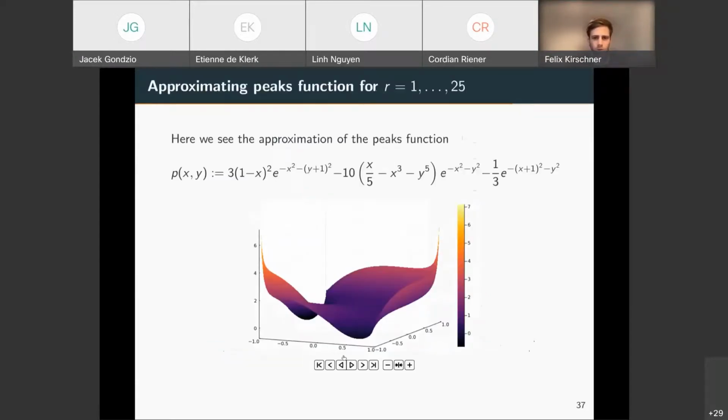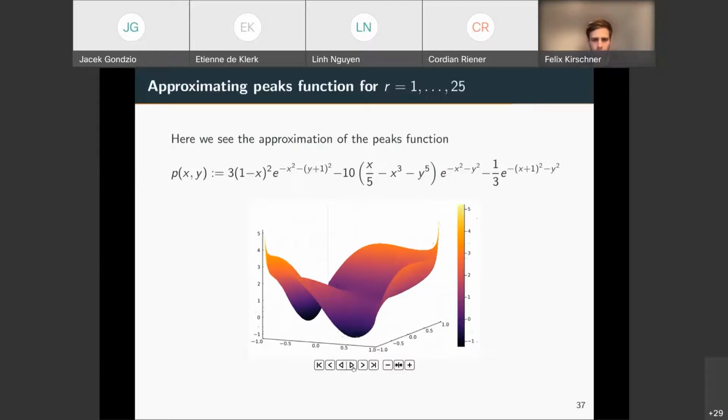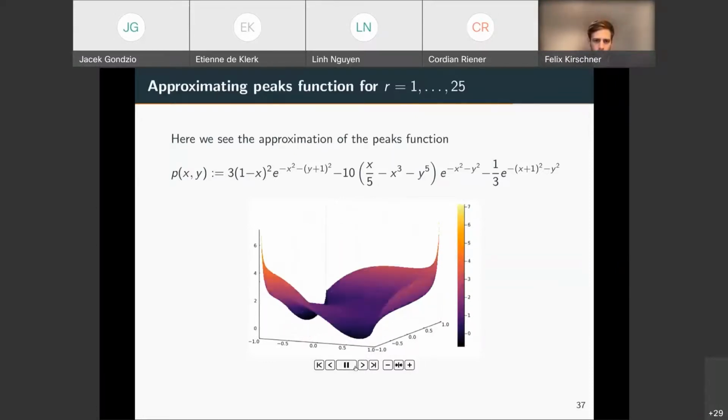And now, as maybe the more entertaining part of the talk, we're going to look at some approximations with these kernels. So here you see the approximation of the kernels for the two-variable peaks function from MATLAB. This is the function that we're approximating, and I'm showing you the approximation for each level from 1 to 25, and this is what it looks like.